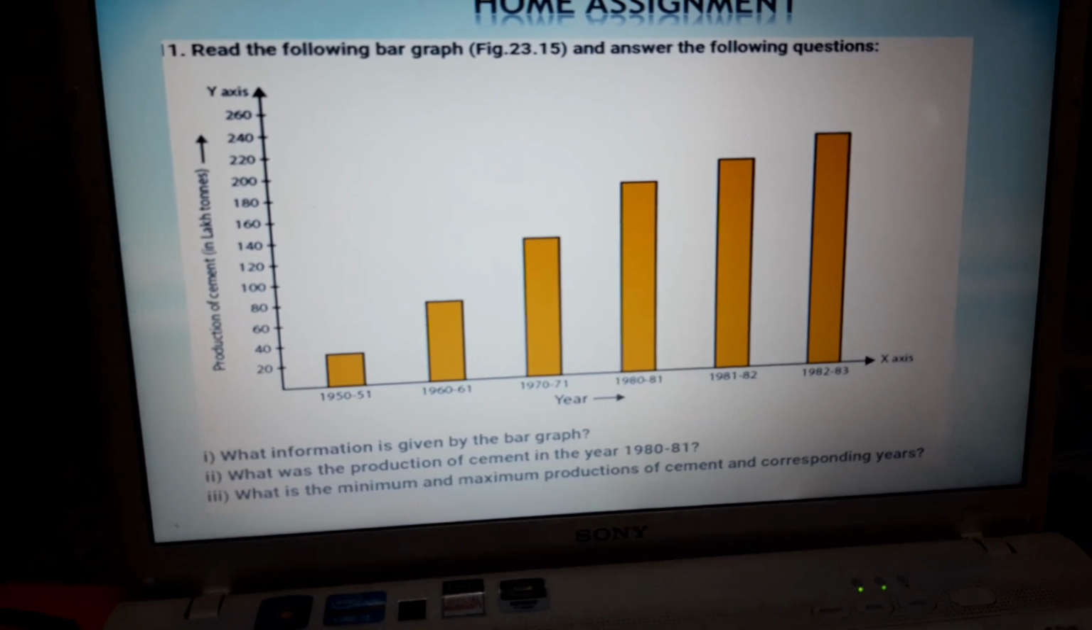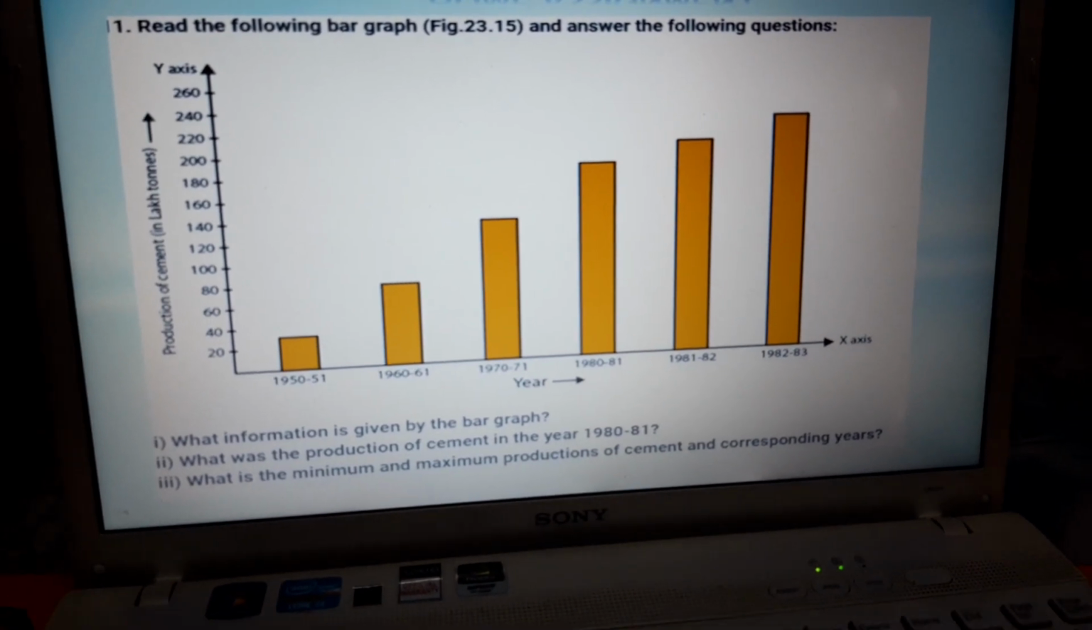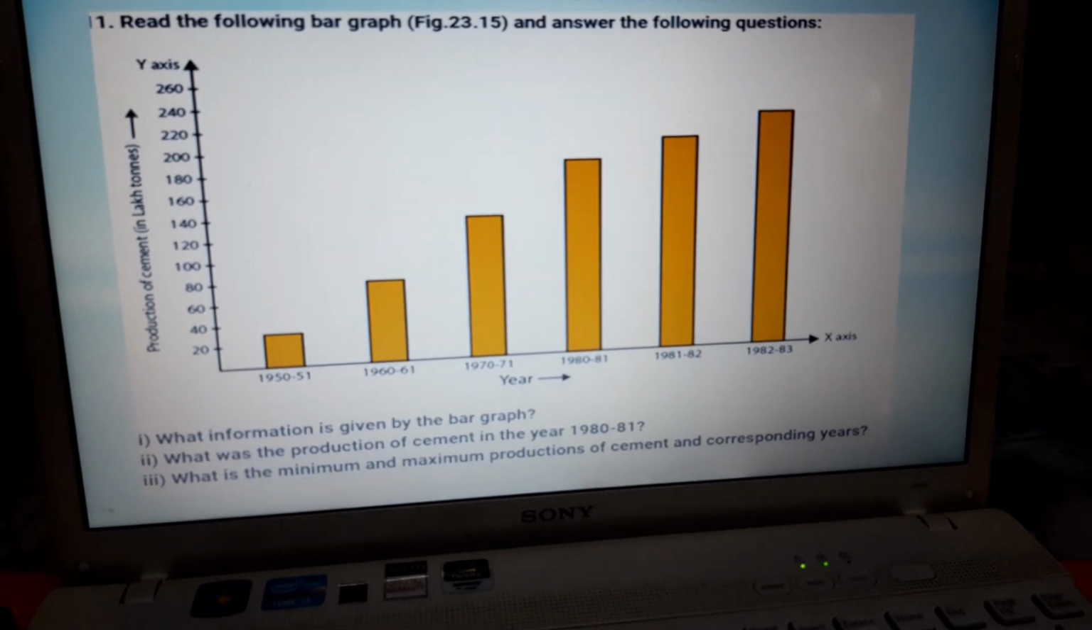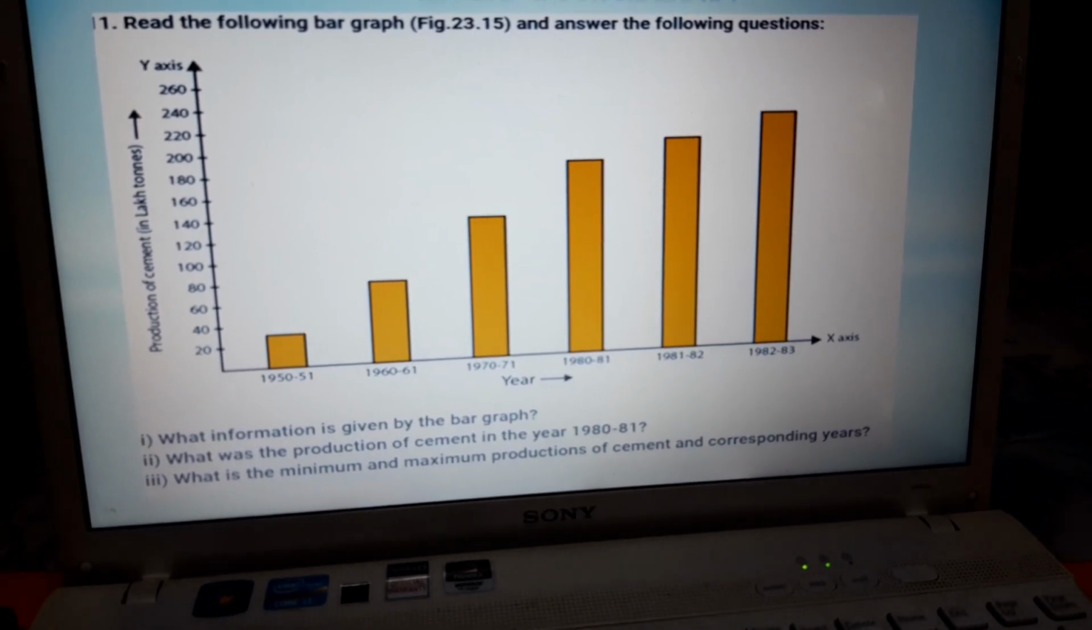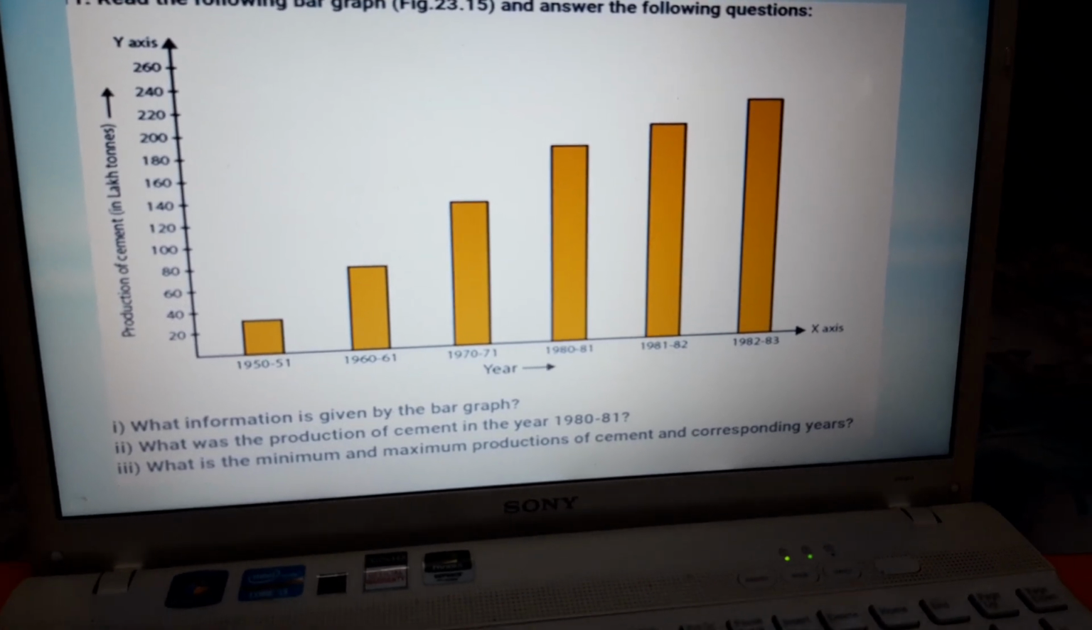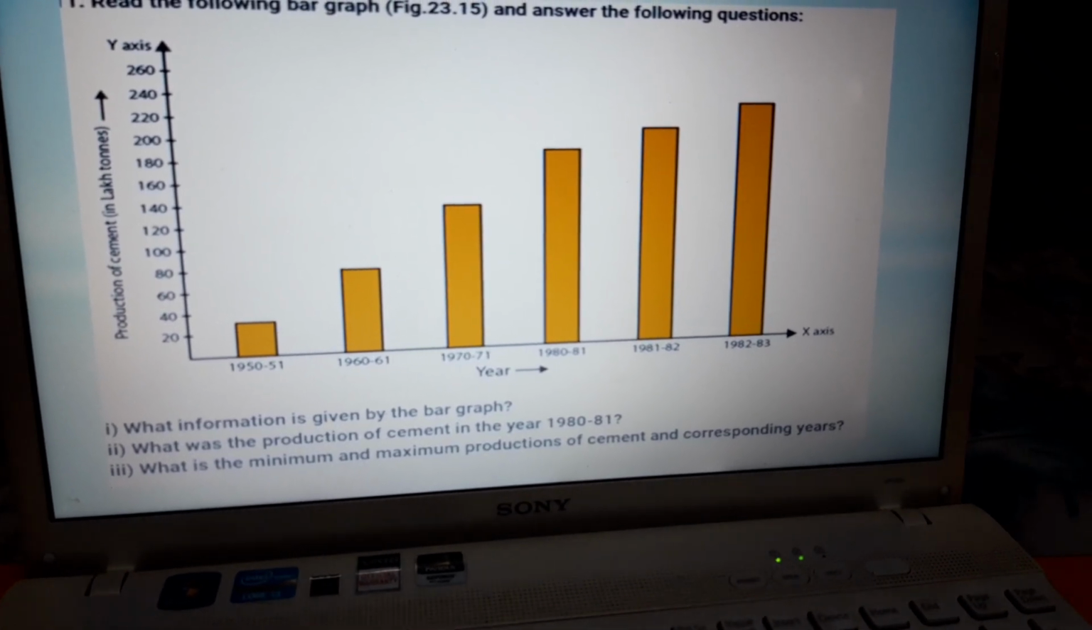Next question is the home assignment. Read the following graph and answer the following questions. This is the graph. What information is given by the graph? What was the production of cement in the year 1980 to 1981? What is the minimum and maximum productions of cement and corresponding years?